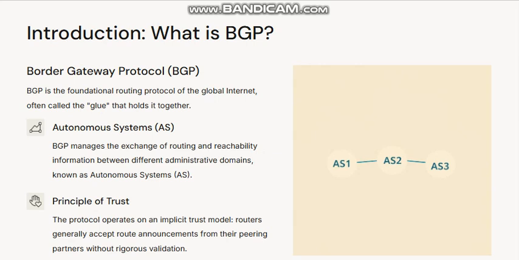So, what is BGP? BGP stands for Border Gateway Protocol. It is the main routing protocol that connects thousands of networks known as autonomous systems. BGP is often called the glue of the internet because it decides how data travels across the world. One major weakness of BGP is that it works on trust. Routers accept route announcements from their neighbors without strong verification. This trust model is the root cause of BGP hijacking.